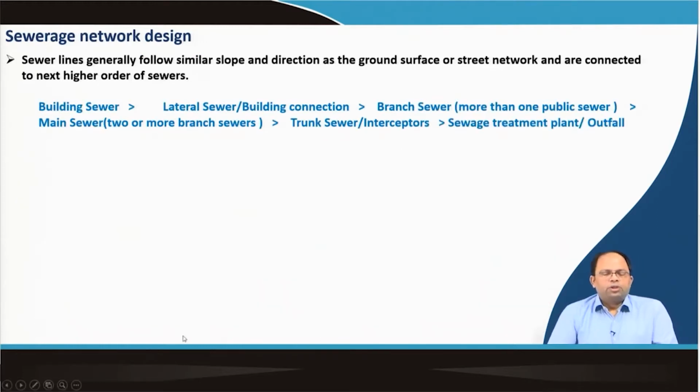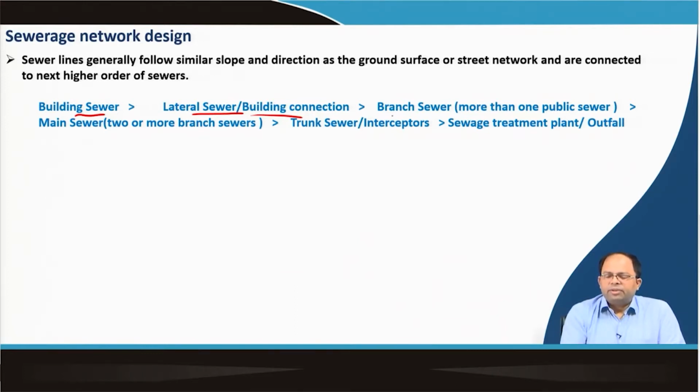So in sewerage network design, usually we follow the sewer lines laid as per the slope and the direction of the ground surface, because we utilize gravity, and also we follow the street networks, and these are connected in a sequence. That means smaller sewers are connected to the higher order sewers, like building sewers are connected to lateral sewers, which is also known as the building connection. That means the connection of the building line with the sewerage pipeline.